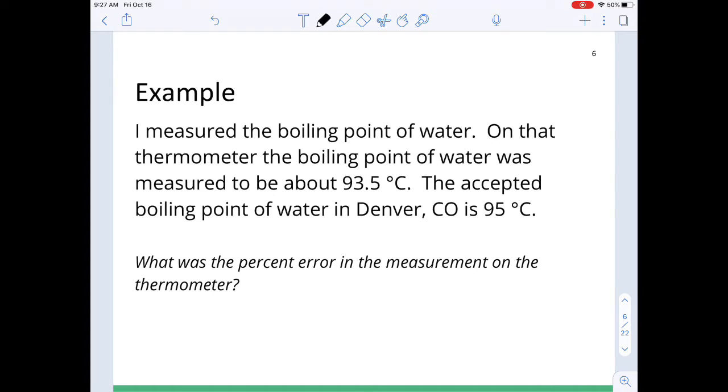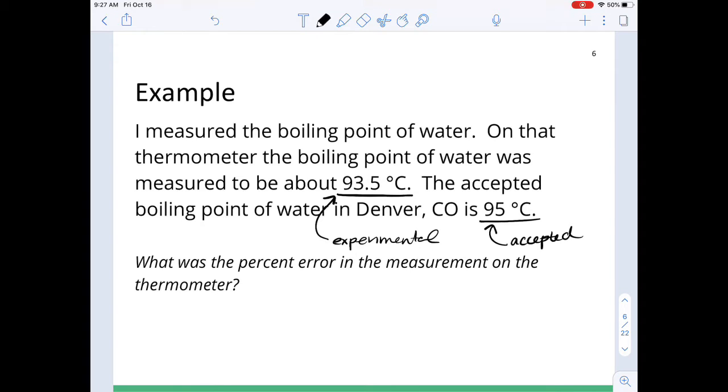So it says that I've measured the boiling point of water. On that thermometer, the boiling point of water was measured to be about 93.5 degrees Celsius. The accepted boiling point of water in Denver is 95 degrees Celsius. Okay, so this 93.5 is what I ended up measuring. This is my experimental value. And then they told us that the accepted value, or the correct or true value, is 95 degrees. So accepted.